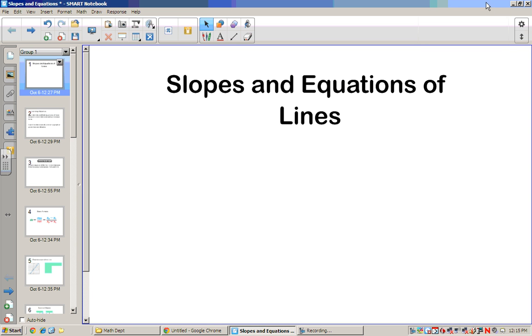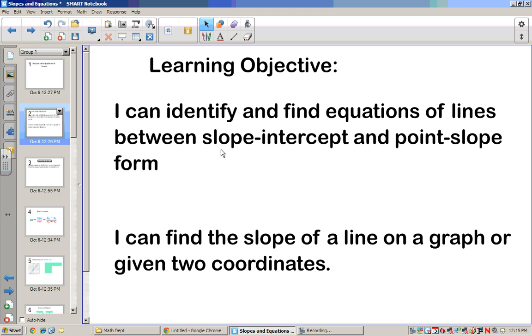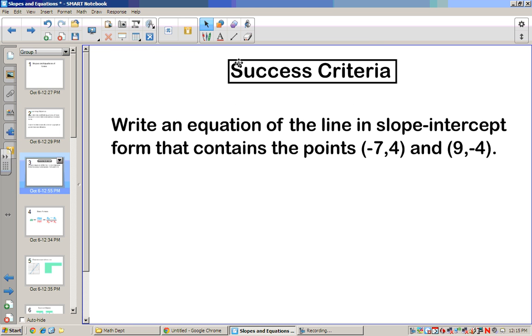Hello, today's lesson will be on slopes and equations of lines. Today our learning objective is I can identify and find equations of lines between slope-intercept and point-slope form. Also, I can find the slope of a line or a graph given two coordinates. Most of this stuff you have done in intermediate algebra, but hopefully we will reinforce it for you today.